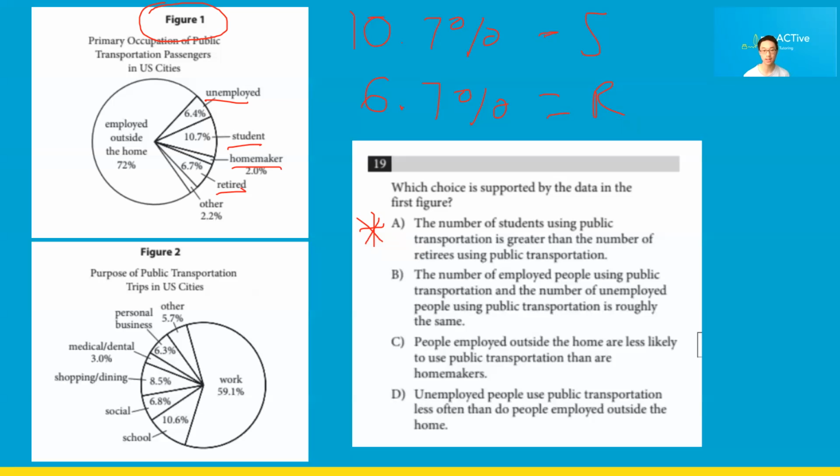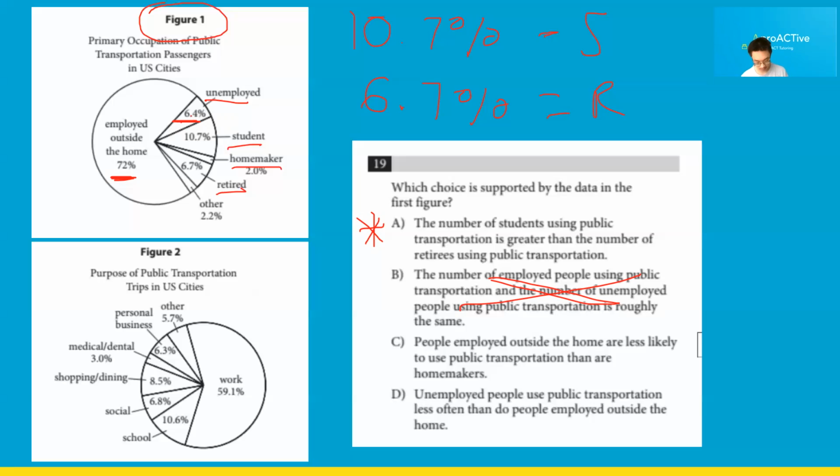Answer choice B is asking whether the number of employed people using public transportation and the number of unemployed people using public transportation is roughly the same. Well, the number of employed people using public transportation is 72%, right? And the number of unemployed people is only 6.4%. Now, 72 is much bigger than 6.4%, so it's not roughly the same. So this answer choice is a false statement, so we can eliminate that.